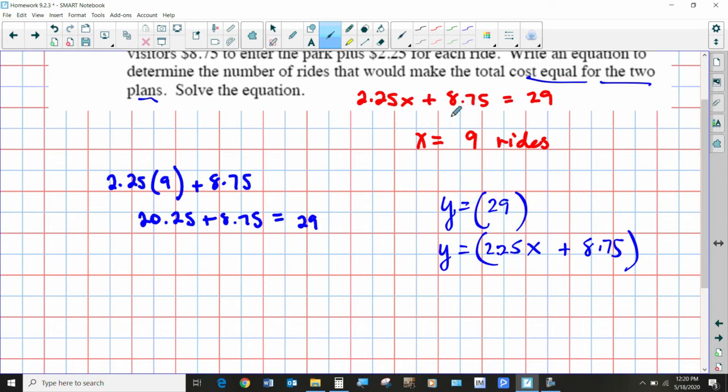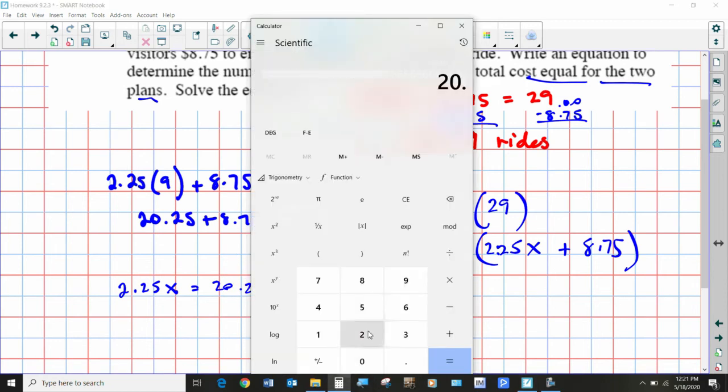So we set up the equation and then solve for X by subtracting $8.75 from each side. And what do you get when you do that? That ends up being $20.25. So if $2.25 times X is equal to $20.25, then when you take this divided by that, I bet you're going to get 9 for your answer. $20.25 divided by 2.25, that's it.